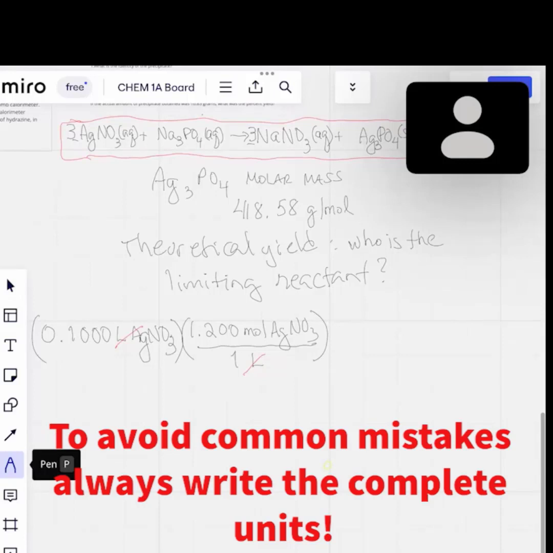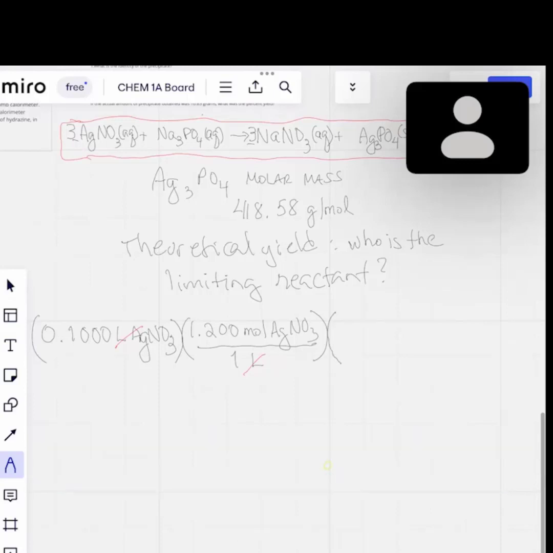Now remember, we had to make the transition from moles of reactant to moles of product. So according to the chemical equation that we balanced, we get 1 mole of silver phosphate for every, don't forget, 3 moles of silver nitrate. And again, this is going to allow us to cancel out the moles of silver nitrate.